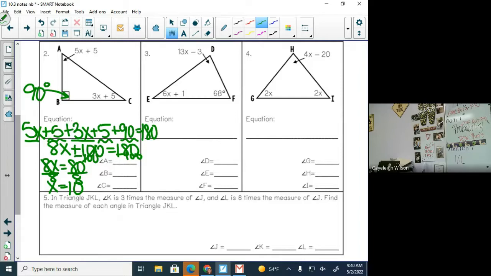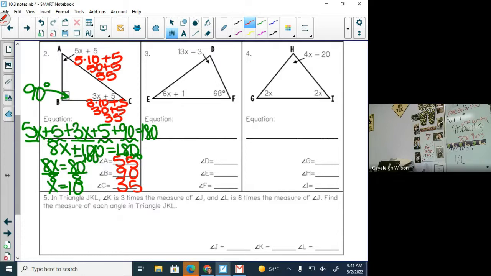We're not done, because it didn't ask what x was, it asked what the measure of each angle is. So what should I do with that 10? Plug it in where the x's are. So this one up here is going to be 5 times 10 plus 5. So that's 50 plus 5, which is 55. And what angle is that one? A. So I'm going to put 55 on line A. B, we already know B was 90. They told us that. And then C, 3 times 10 plus 5. So that's 30 plus 5, which is 35.